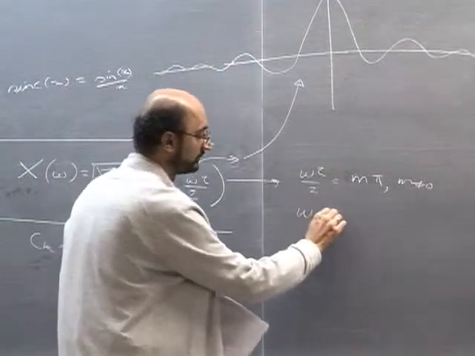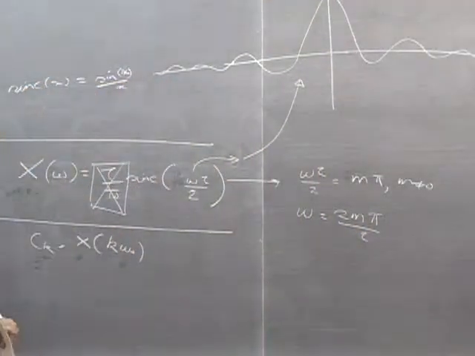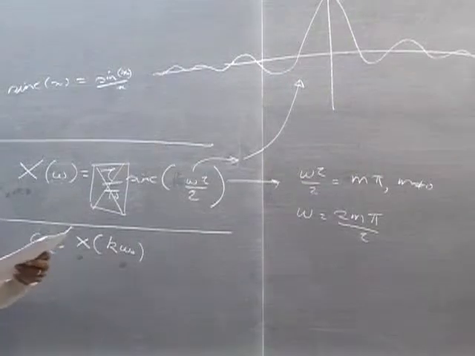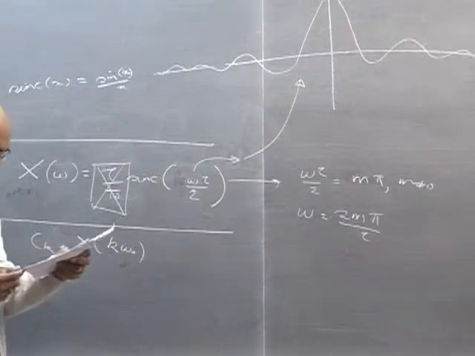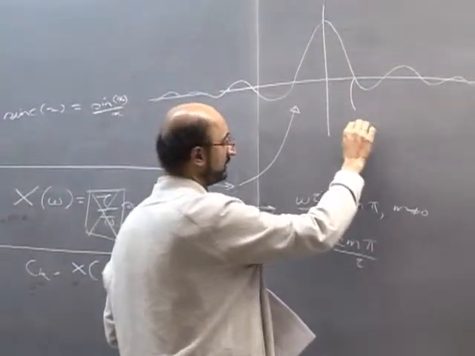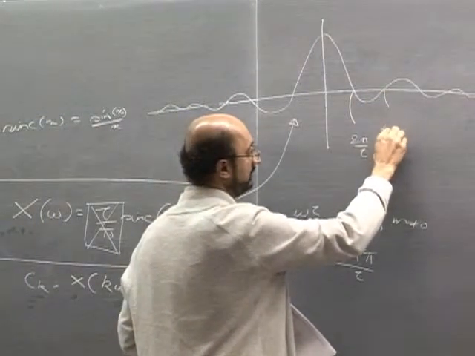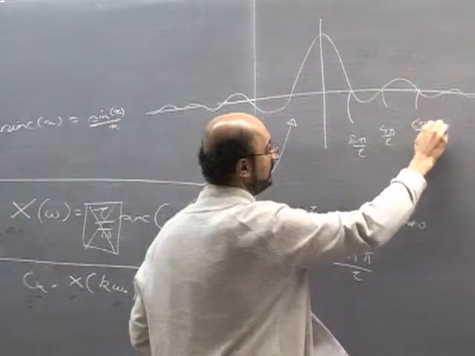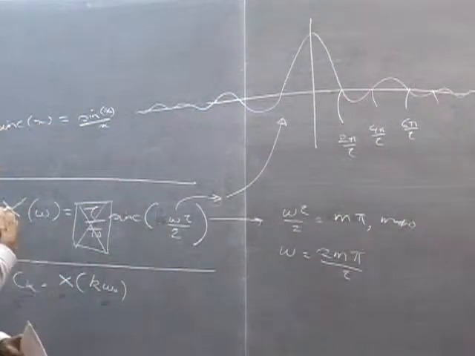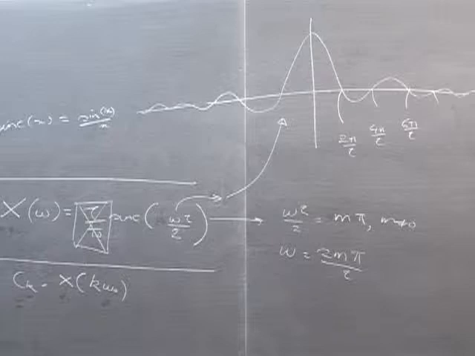So we get omega equals 2 m pi by tau as being the values when it's going to be 0. And so with m equal to 1 over here, this is going to be 2 pi by tau. This is going to be 4 pi by tau. It's going to be 6 pi by tau, etc. Okay, and similarly on the negative side, minus 2 pi by tau, minus 4 pi by tau, etc. Okay, those are where the zero crossings are for this series.